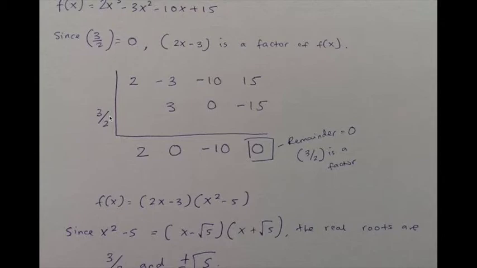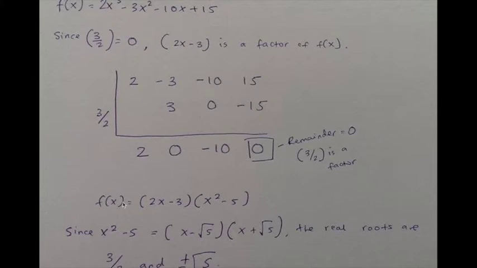Bring the 2 down. 3 over 2 times 2 is 3, minus 3 plus 3 is 0. 3 over 2 times 0 is 0, negative 10 plus 0 is negative 10. 3 over 2 times negative 10 is negative 15, 15 plus negative 15 is 0, so the remainder is 0. In this case, 3 over 2 is a zero.